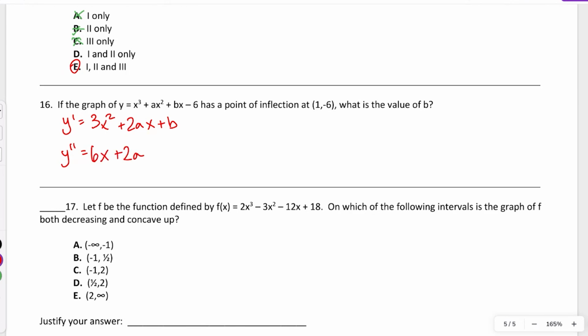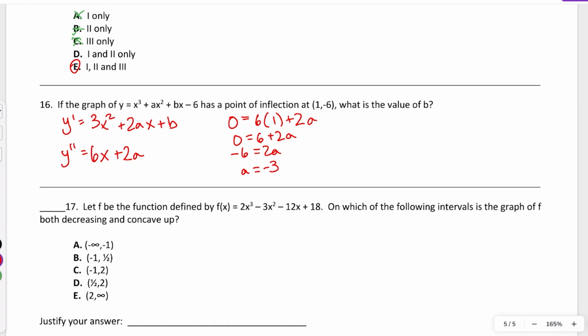Now we know we've got a point of inflection at (1, -6), which means that when x is 1, the sign is going to change. So y double prime is going to be 0. If y double prime is 0 at the point of inflection, where x is 1, we can use this to solve for a. So we've got 0 equals 6 plus 2a. If we subtract 6 from both sides, we get -6 equals 2a, and therefore a is -3.